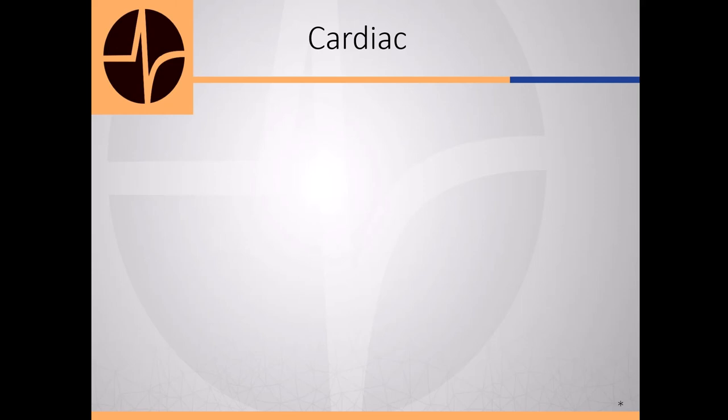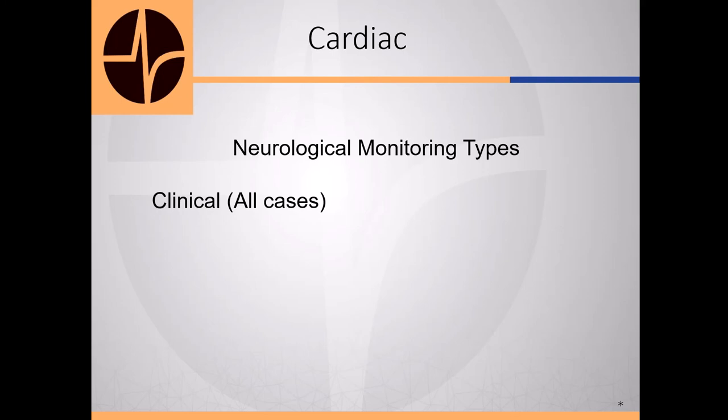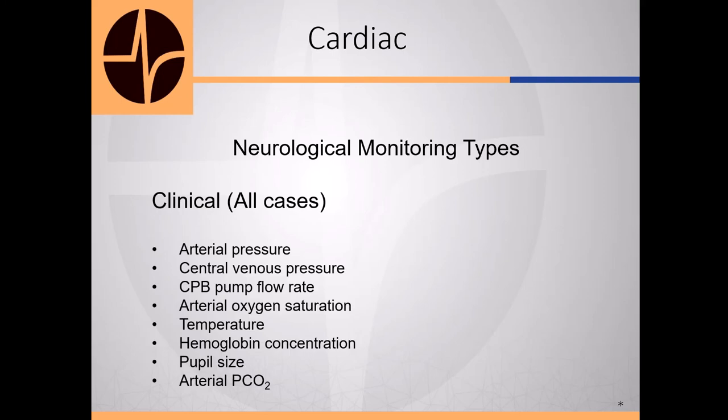So cardiac cases. The neurological monitoring types are clinical. This is done on all cases, and it's arterial blood pressure, central venous pressure, cardiopulmonary bypass, arterial oxygenation, temperature, hemoglobin concentration, pupil size, and arterial partial pressure of carbon dioxide. Why are these done on every single case? You've got an anesthesiologist that's doing all this. So it doesn't need anybody else in the room, nothing that they're not already doing.